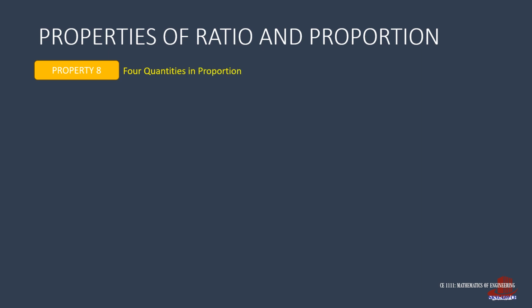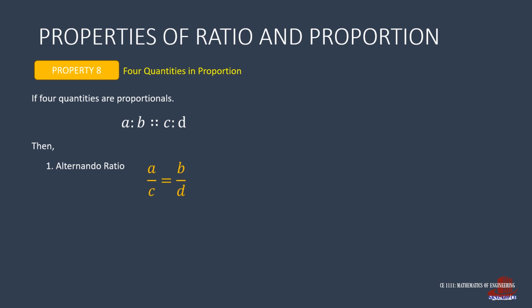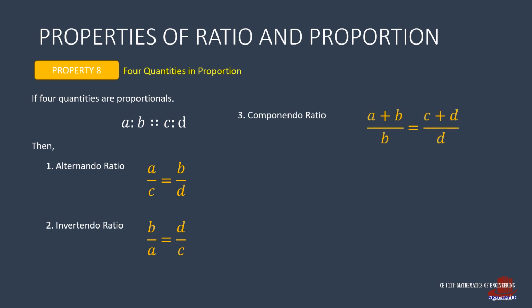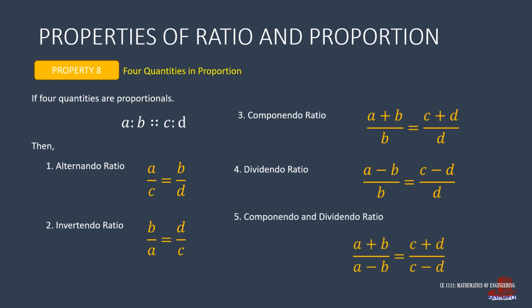The last property contains four proportionals, thus A is to B as C is to D. There are five equivalent combinations, starting with alternando ratio, where A over C is equal to B over D. Invertendo ratio is when the quantities are jumbled into B over A as equal to D over C. Componendo ratio states A plus B over B is equal to C plus D over D. Dividendo ratio is A minus B over B is equal to C minus D over D. Then lastly, componendo and dividendo ratio combines A plus B with A minus B, which should be equal to C plus D over C minus D.